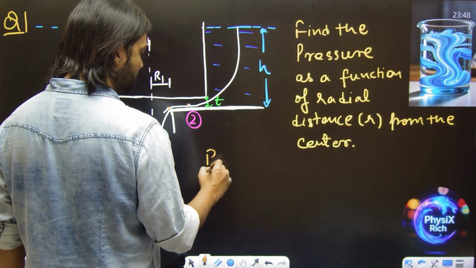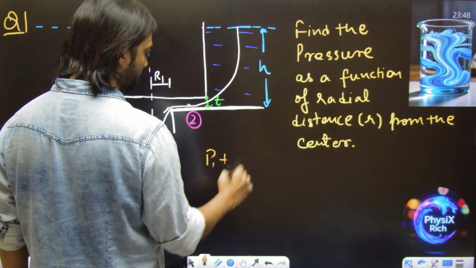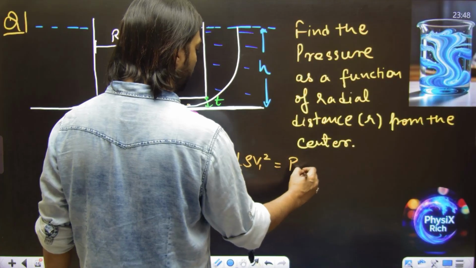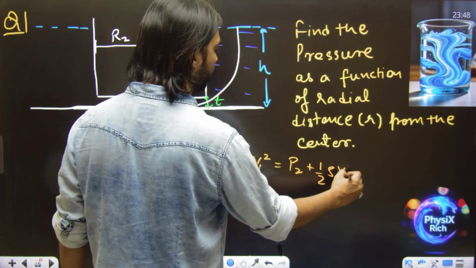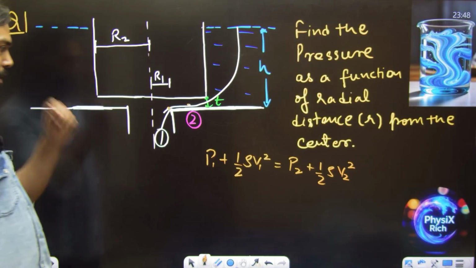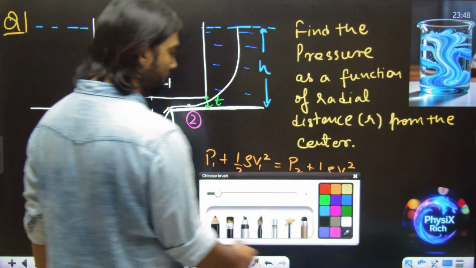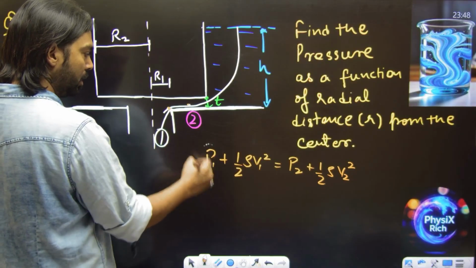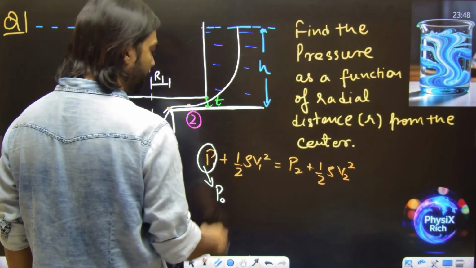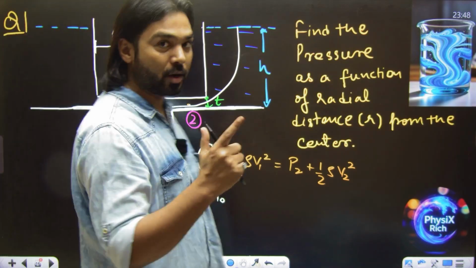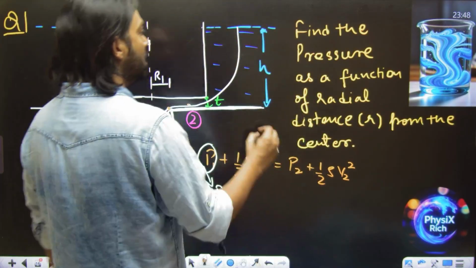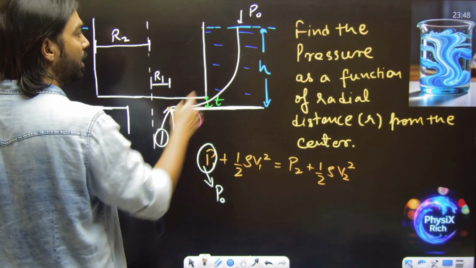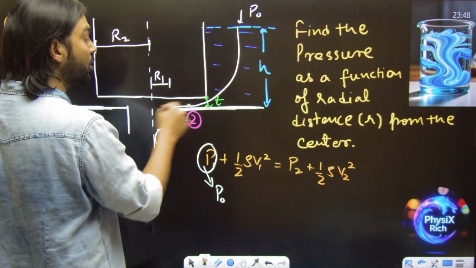See, P1 plus half rho V1 square equals P2 plus half rho V2 square. This is how I will apply Bernoulli's, right? This is how I have been applying Bernoulli's throughout. Now, very interestingly, P1 is nothing but the atmospheric pressure P0. And very importantly, which we learned in the previous question, this part is open to the atmosphere, and in this entire streamline, you can apply Bernoulli's.